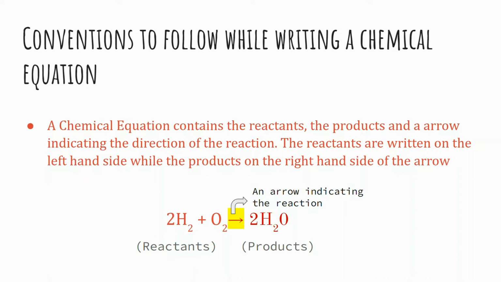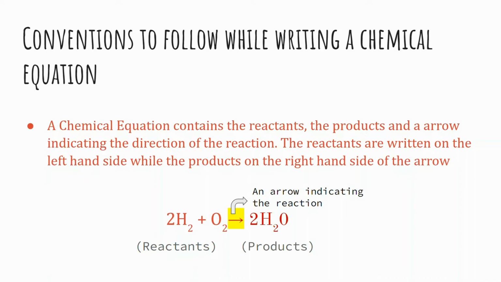So a chemical equation is basically one that contains reactants and products and an arrow indicating the direction of the reaction. The point to be noted is that your arrow indicates the direction of the reaction, whether it is going forward or backward. Here you can clearly see that your reaction is going forward.